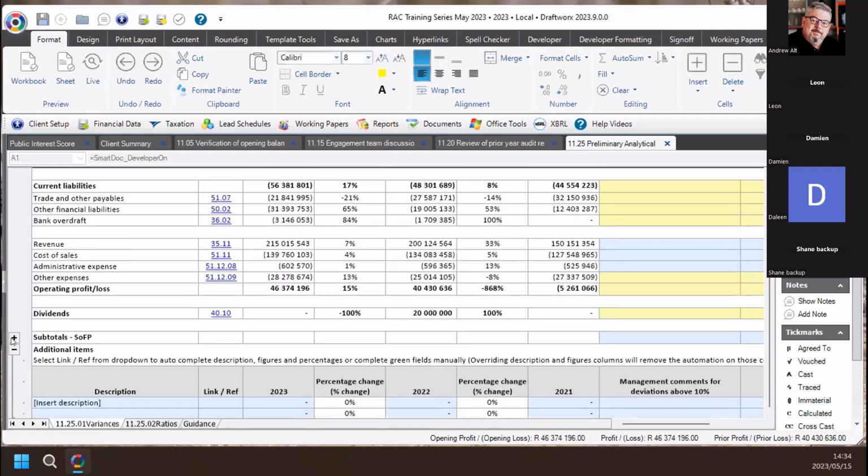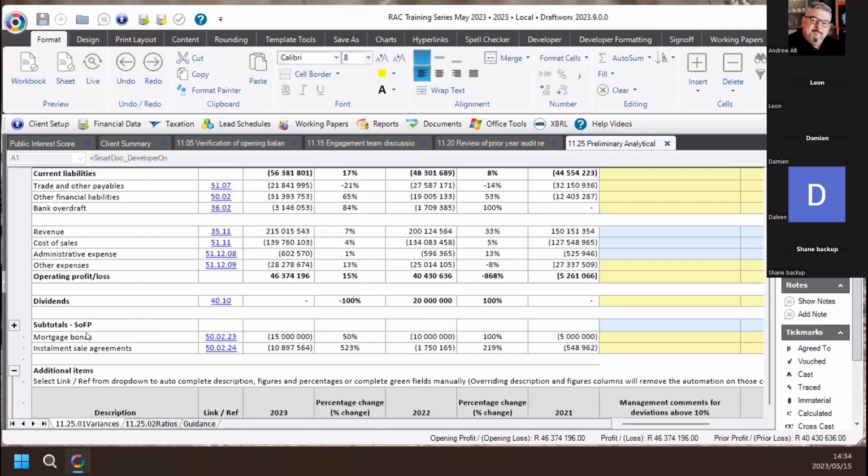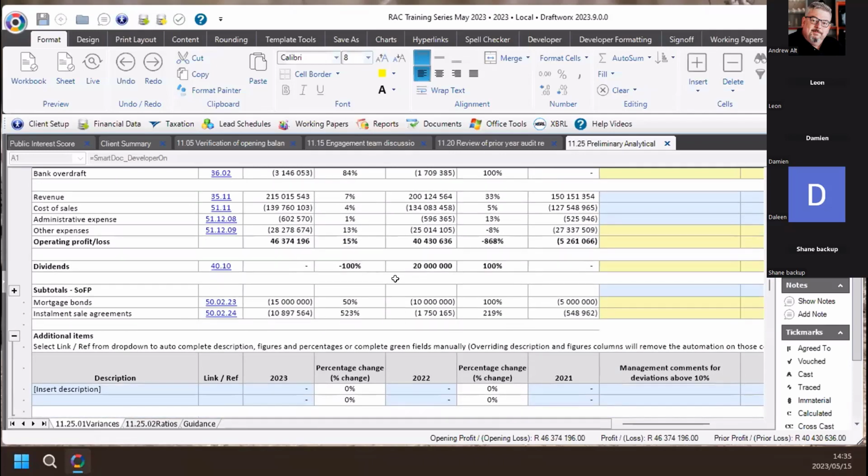We do also provide a whole lot of additional items under subtotals. Now, there are a lot of extra leads that we've built into Draftworx. And so if any of those have a balance, we'll also show you based on those lead schedules what's happened. If you want to go into a little bit more detail, you can then go into more detailed leads and look at the movement for the year.